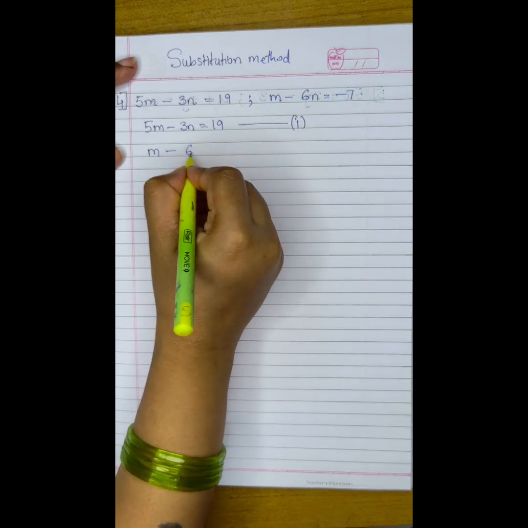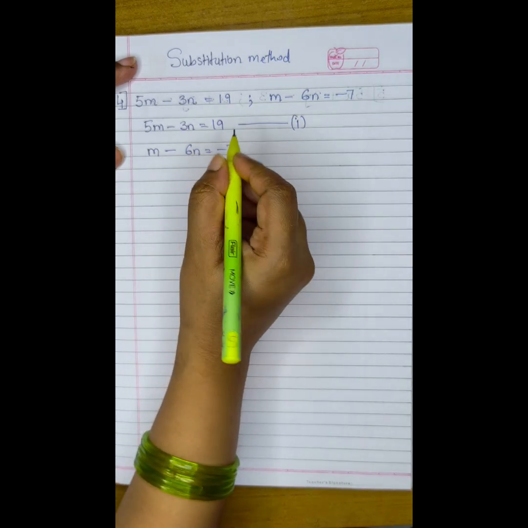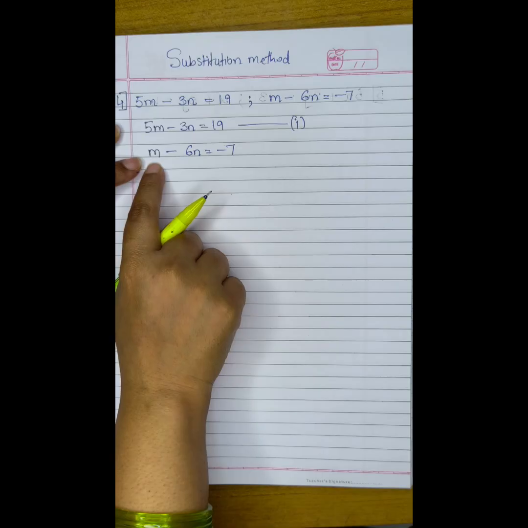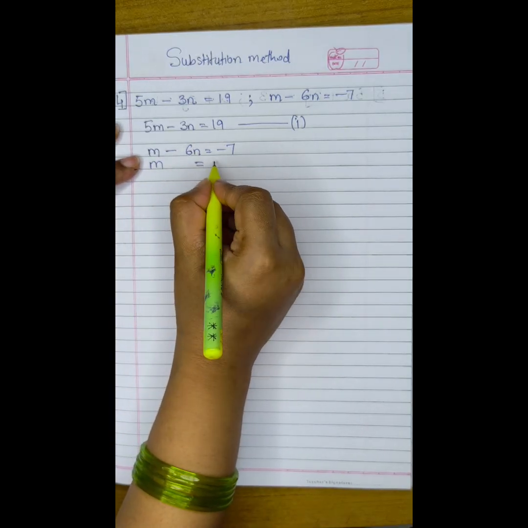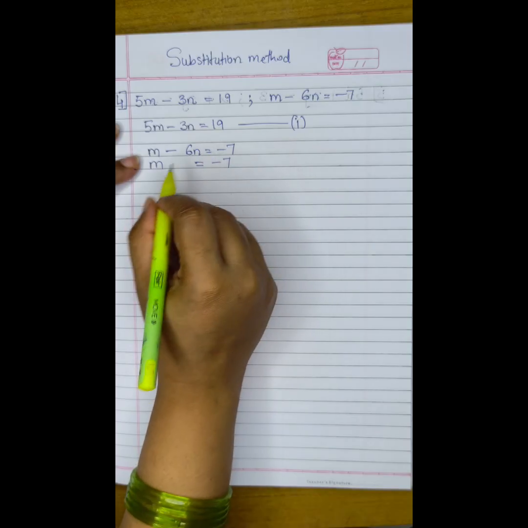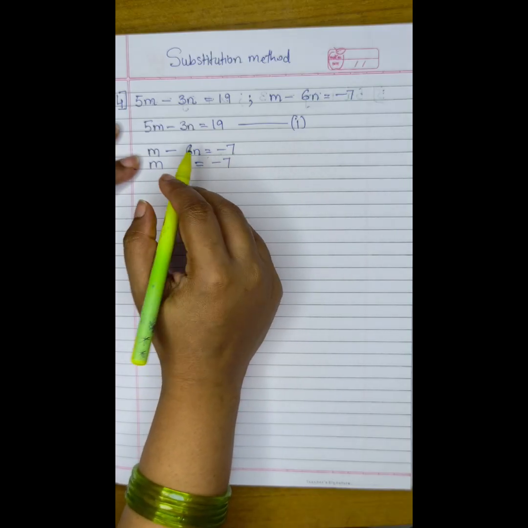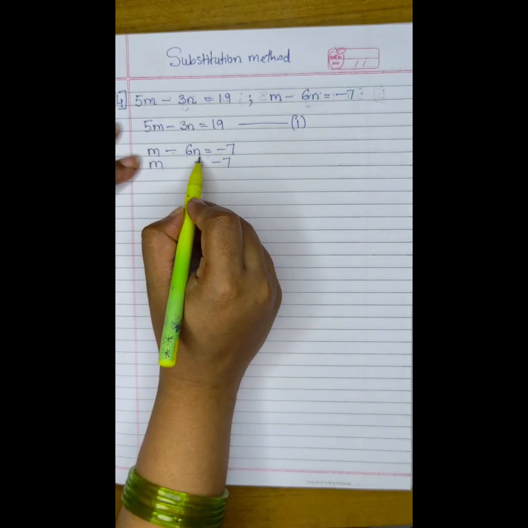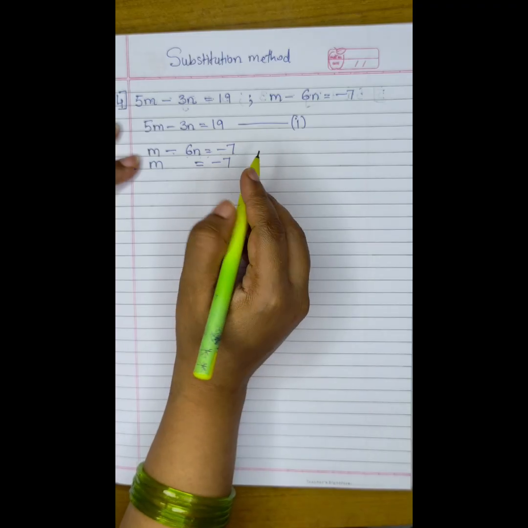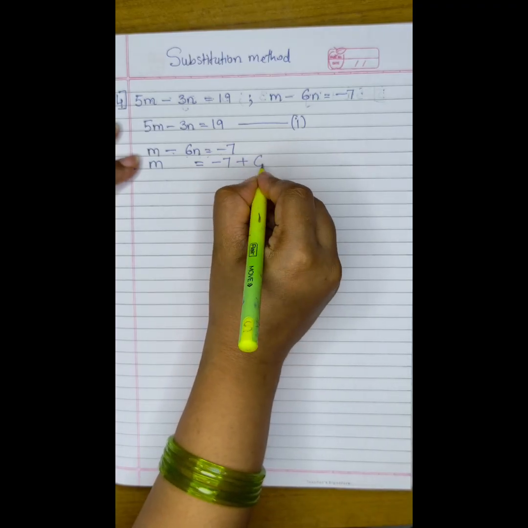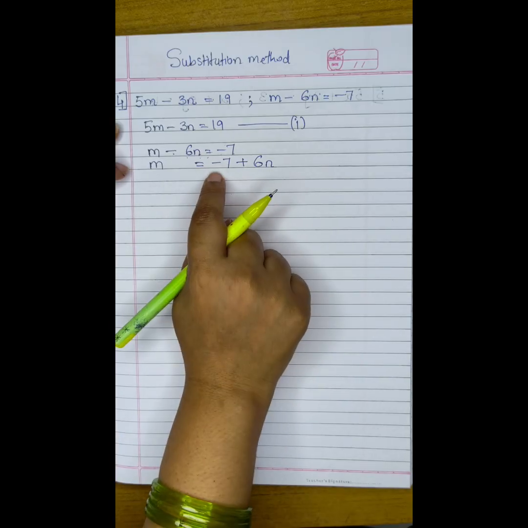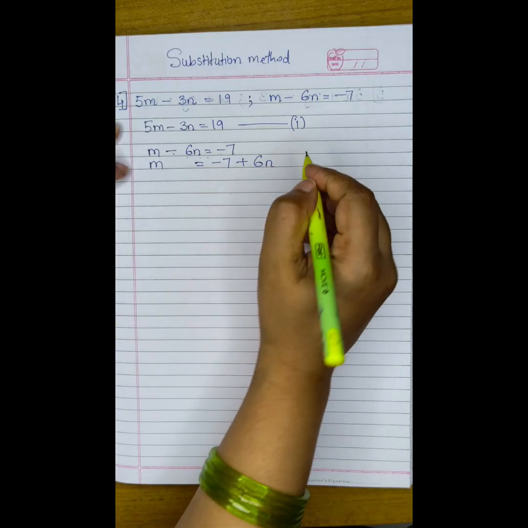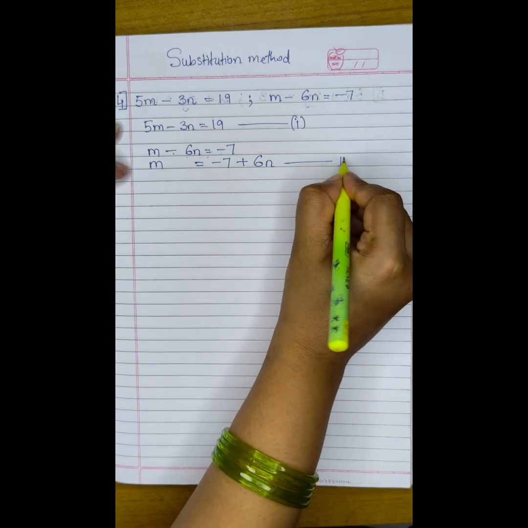m minus 6n is equal to minus 7. Okay, now keep this m as it is. m is equal to minus 7, and this minus 6n, when you get it on the right hand side, will become plus 6n. Okay, so we got the value of m is equal to minus 7 plus 6n. This will be your second equation.